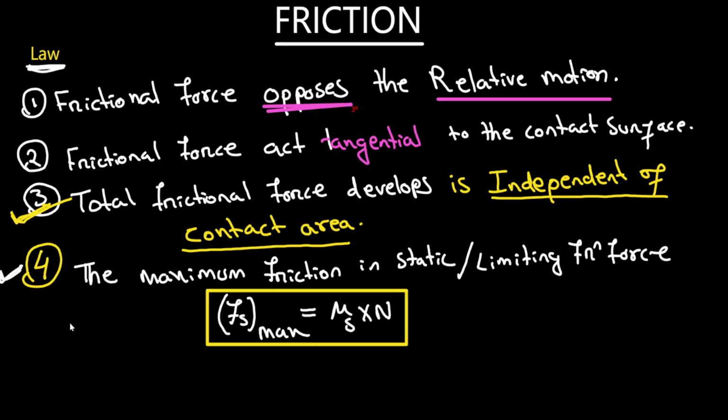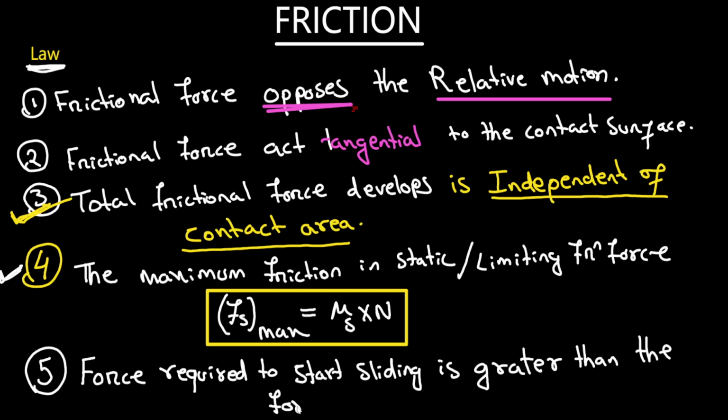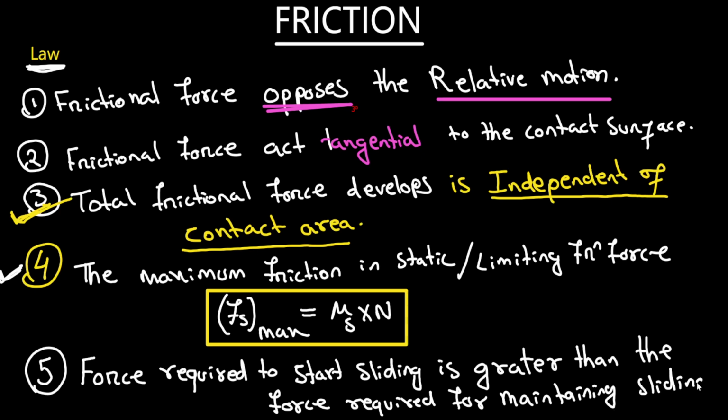Now we'll talk about the fifth statement. It's saying the force required to start sliding is greater than the force required to maintain sliding. What is it, we'll see. Force required to start sliding, that means to make the sliding motion, the amount of force required is greater than the force required for maintaining sliding. The initial amount of force to make the motion is more; the amount of force required is more than once the motion is started.